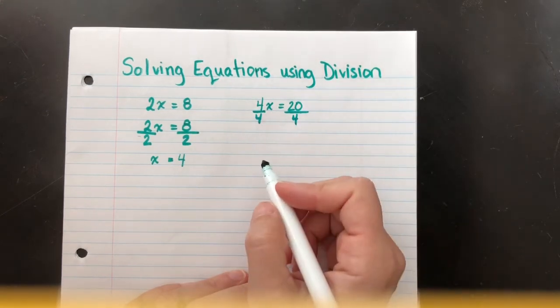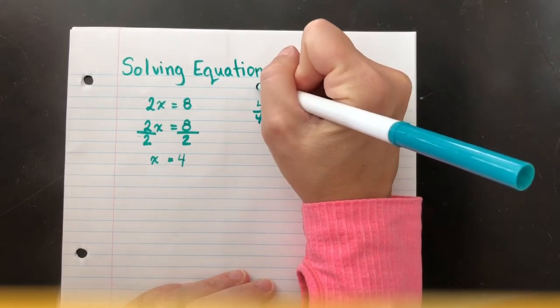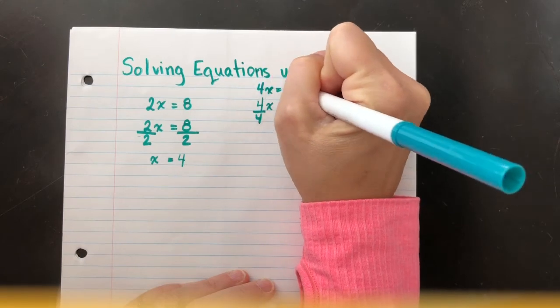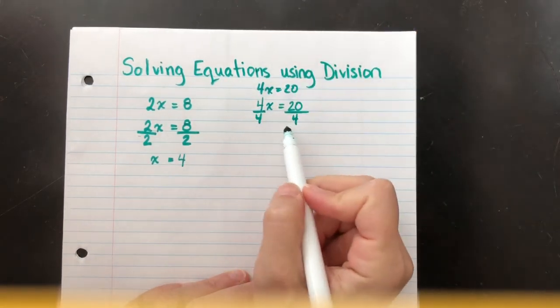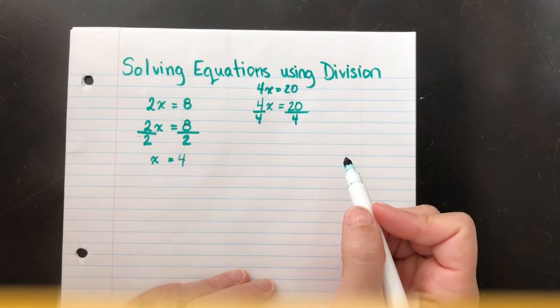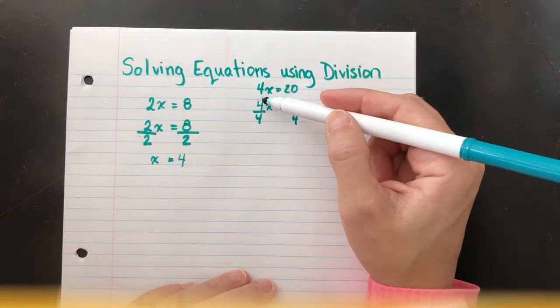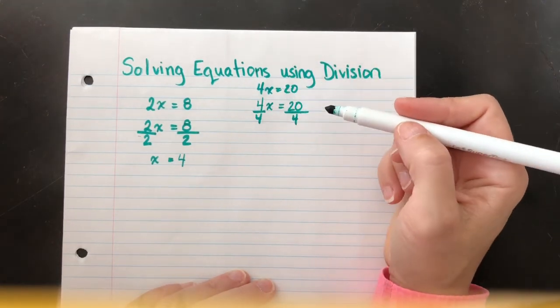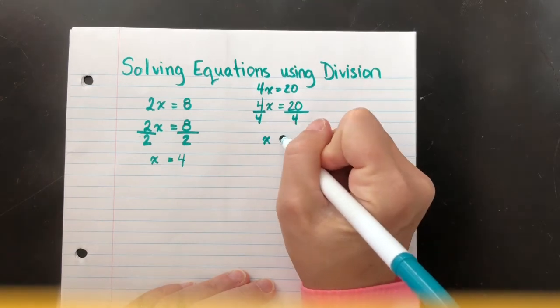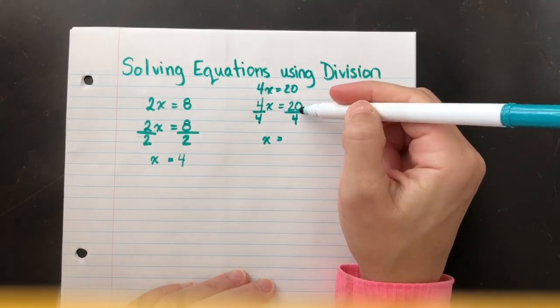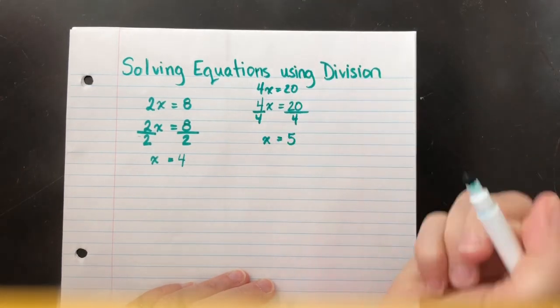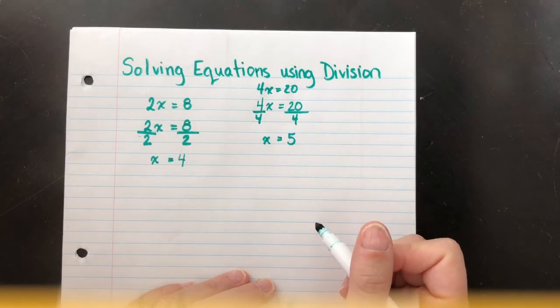Oh, I made a mistake, guys. Look at this. I need to have my first line of math, 4x equals 20. There. Now my second line of math is like this, okay? Now, 4 over 4 is worth 1 whole. That leaves x alone. And when we go 20 divided by 4, we get 5. And that is my question finished.